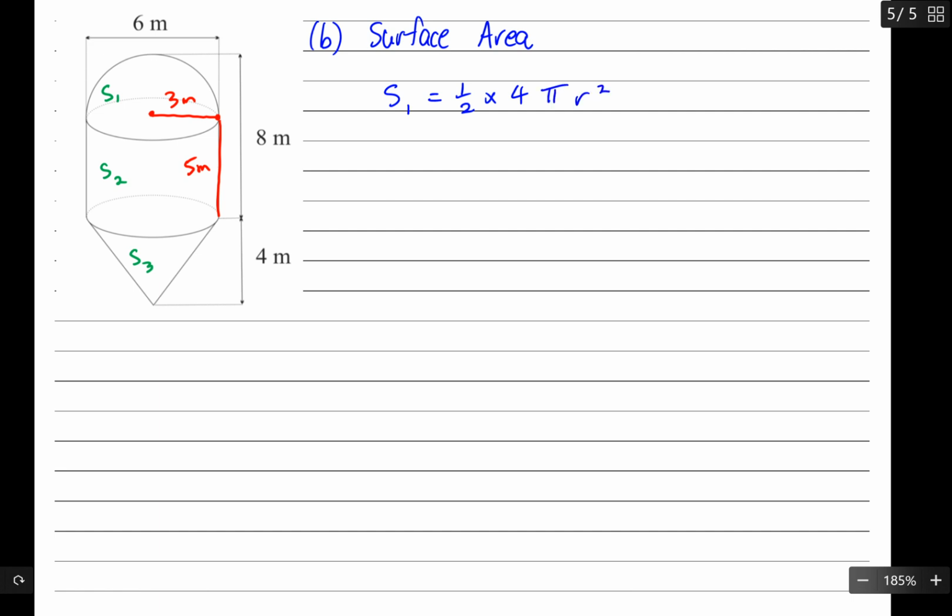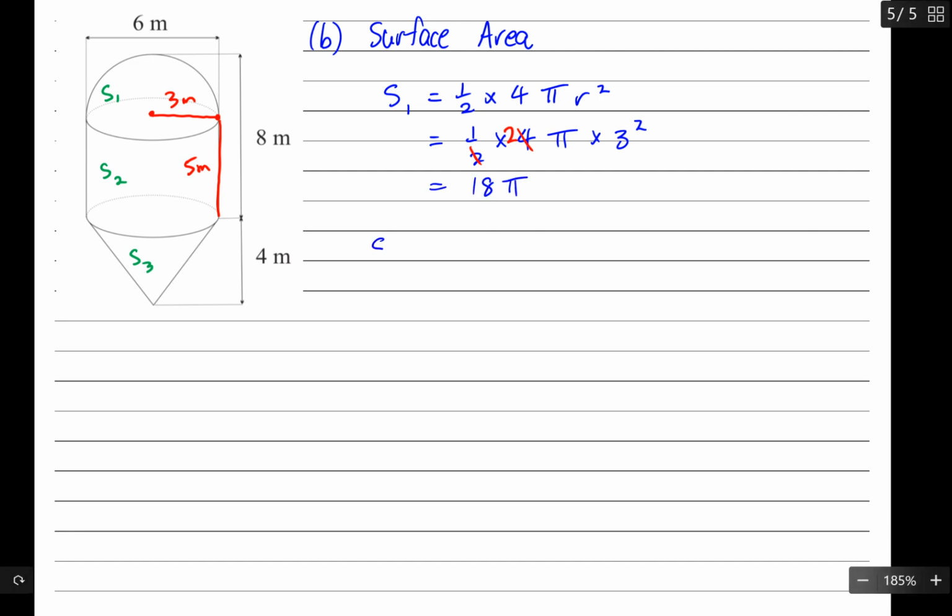Okay, so it's a half of 4 pi r squared. We can see that the radius that we want is 3, so let's go and substitute that in. That's a half times 4 pi times 3 squared. Now, the 2 and the 4 are going to cancel here, leaving a 2. I've now just got 2 times 3 squared, that's 2 times 9, that's going to give me 18 pi.